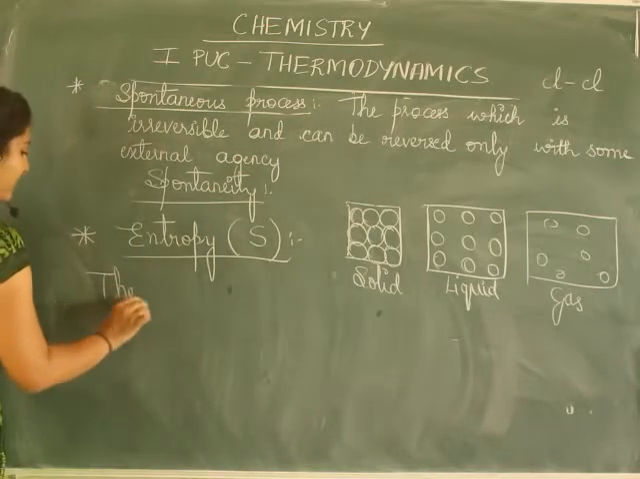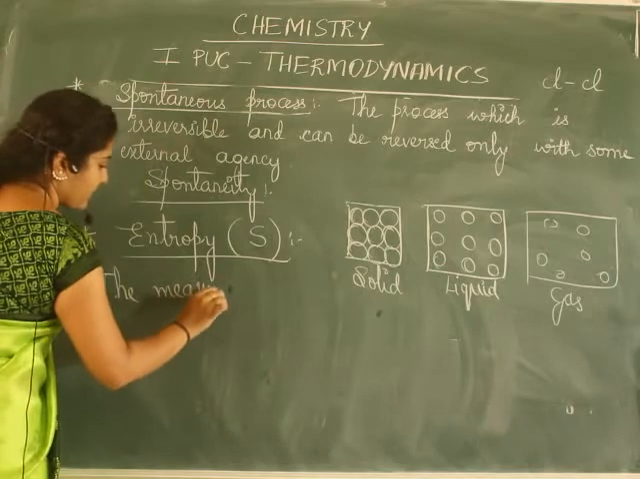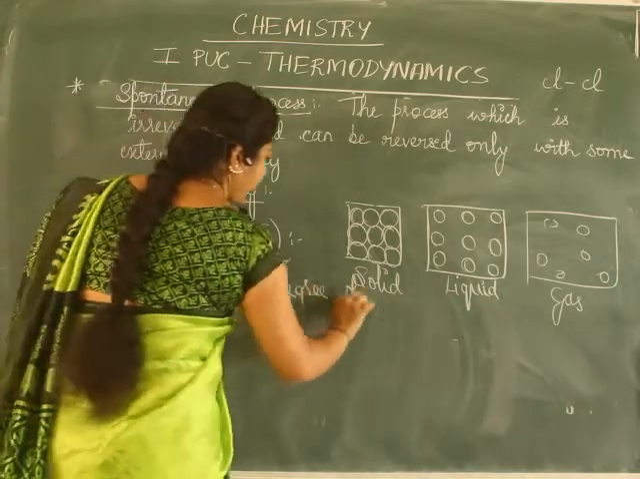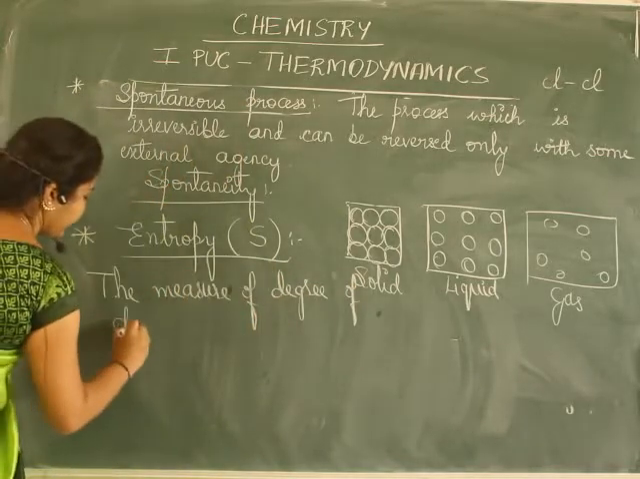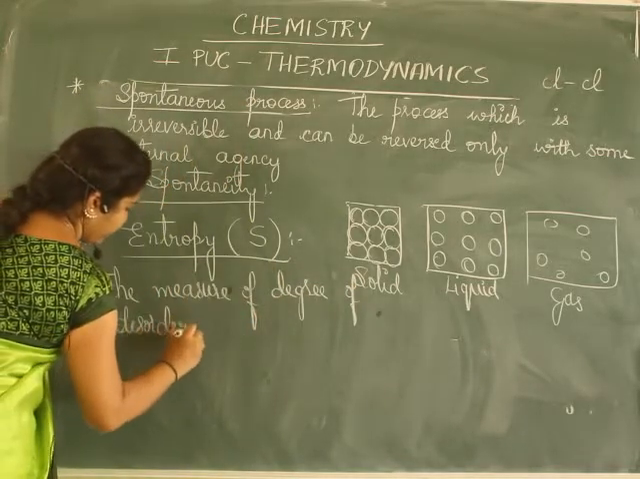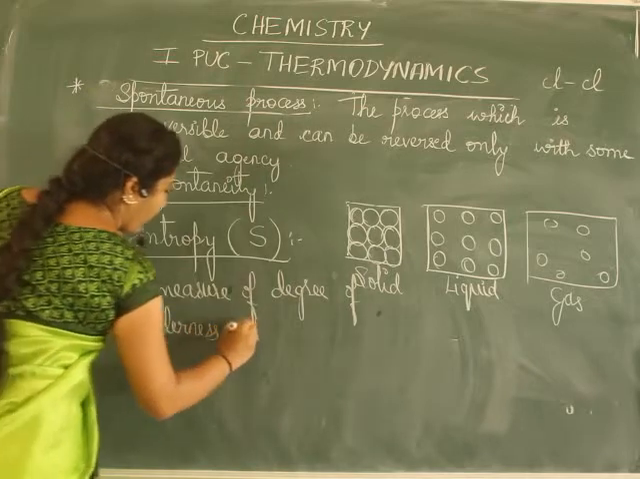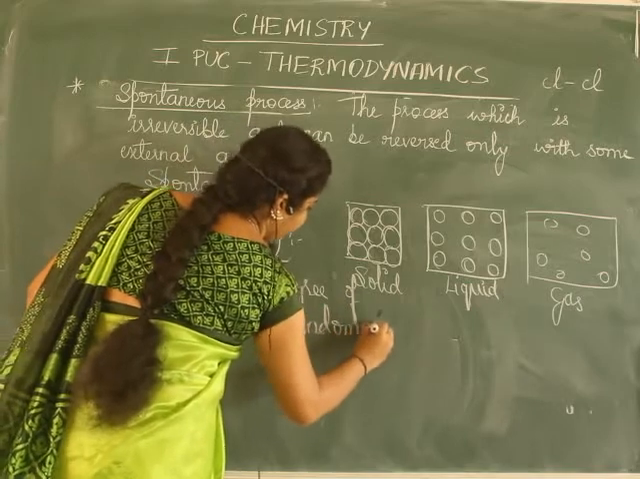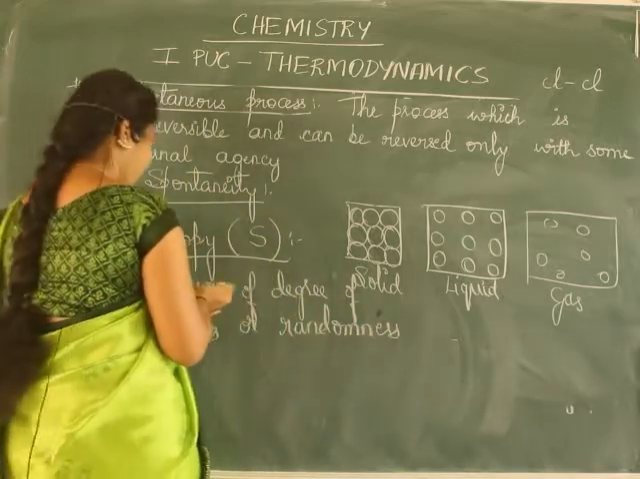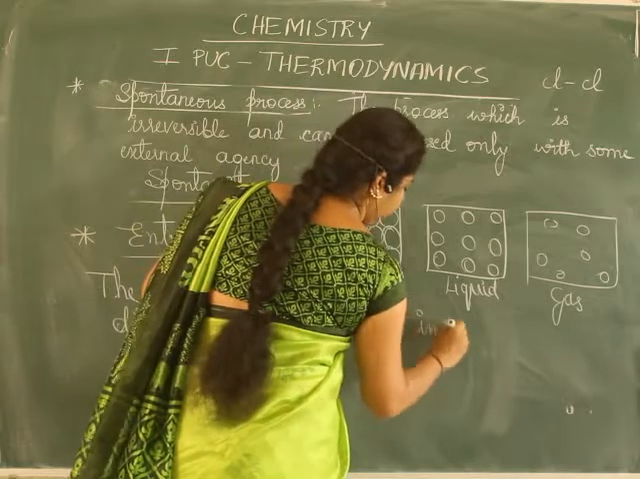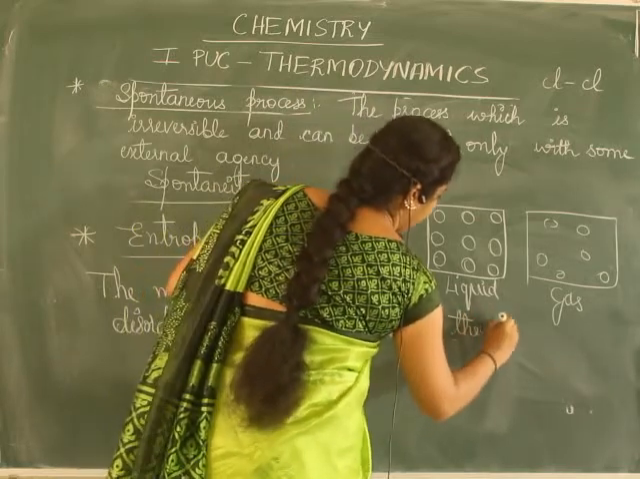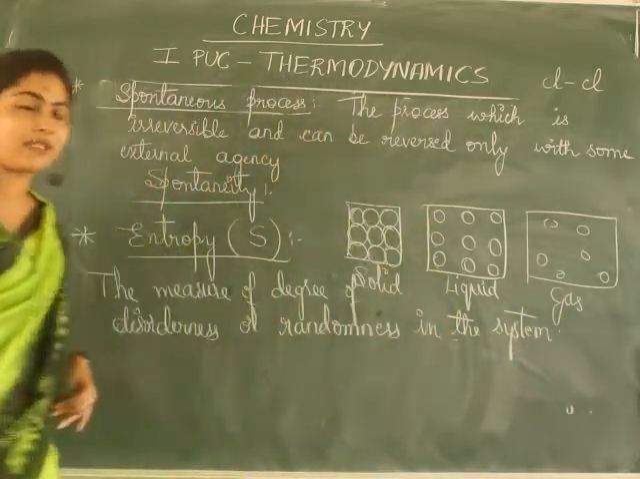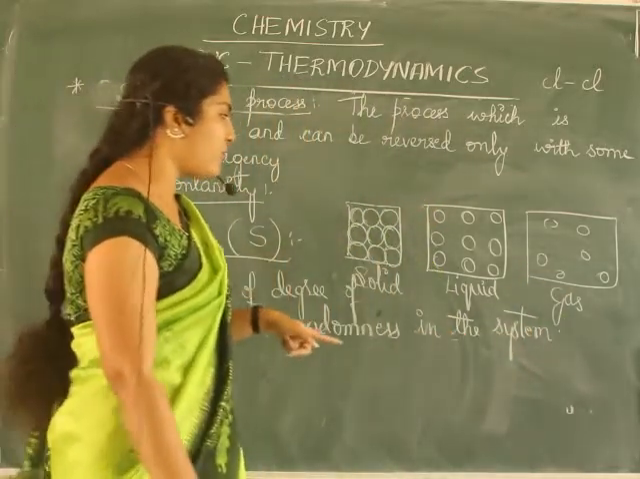The measure of degree of disorderness or randomness in the system is called entropy. In which system is the entropy more?